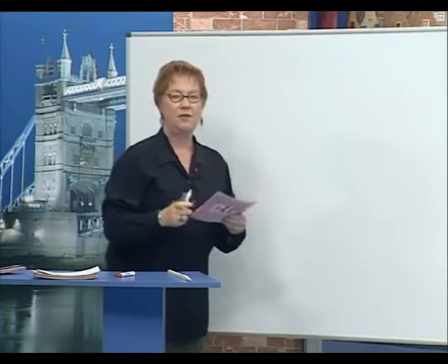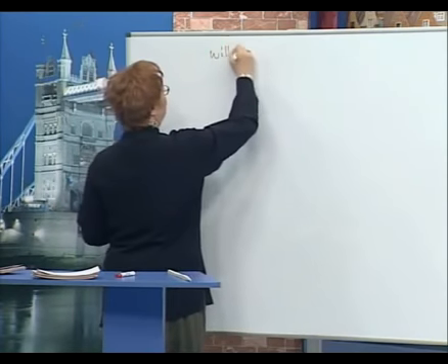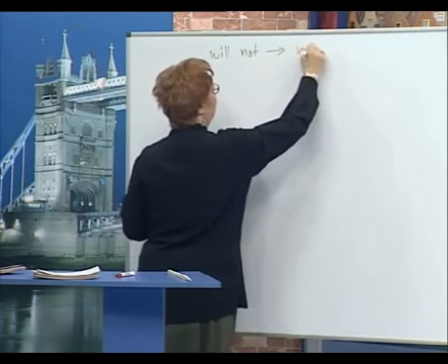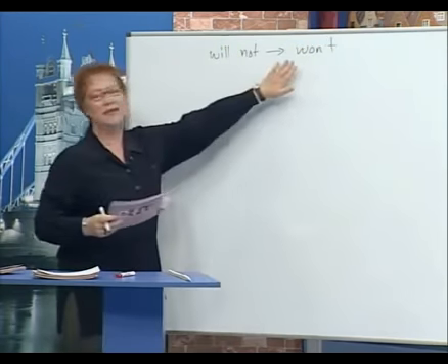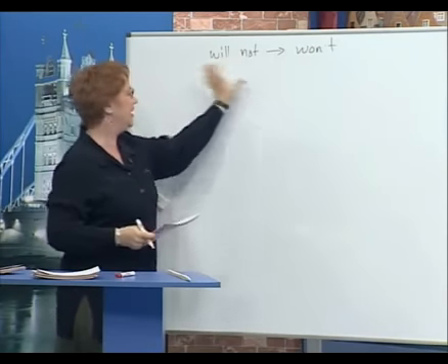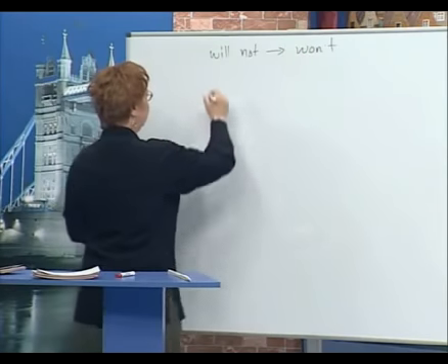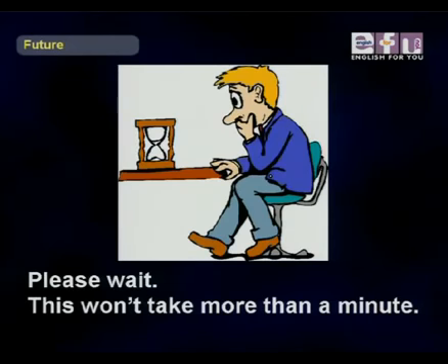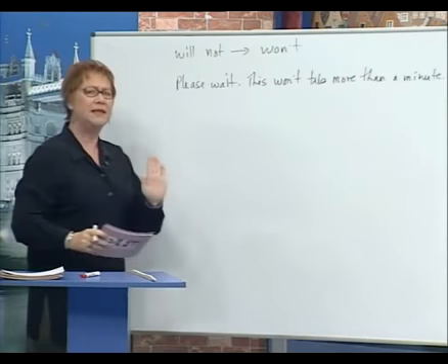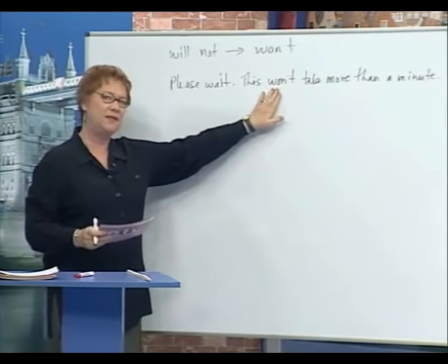Okay, now, the formal negative of will not is won't. Won't. It's a little bit special, okay? Will not becomes won't. Now, here's some examples. Please wait. This won't take more than a minute. Please wait. This won't take more than a minute.